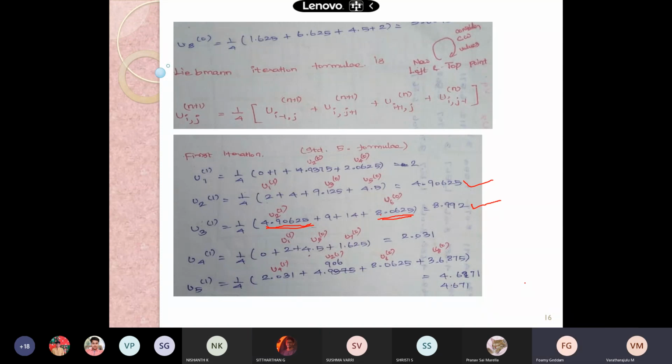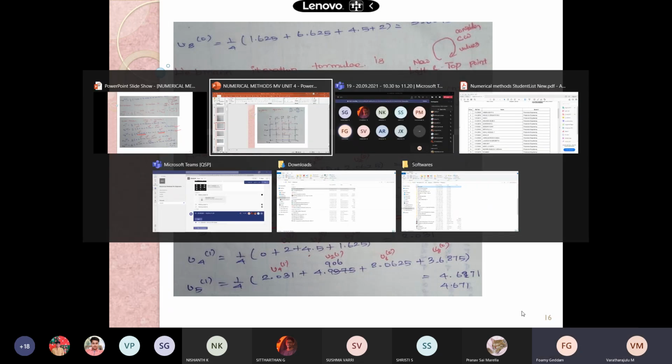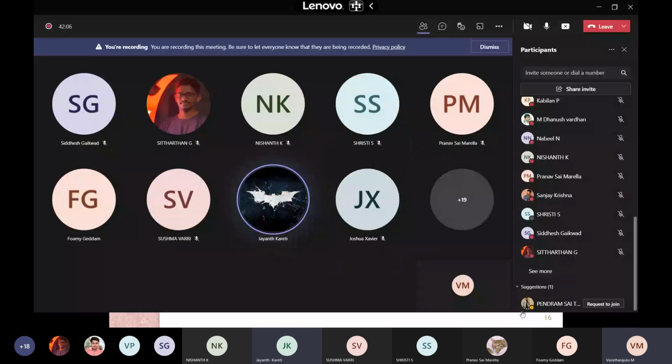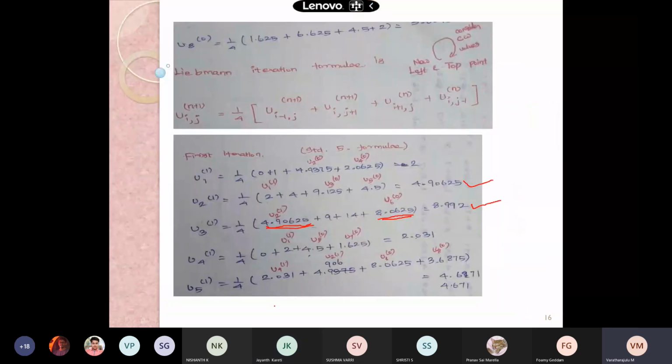4.90625 plus 9, 9 plus 14. No, you need to depend on A, B, C, D. We are repeatedly doing a routine task, right? So it is 8.9921875. Sir, 8.992 is coming. Yes. Who is getting the answer for U4? For me, yes, sir, I got it.